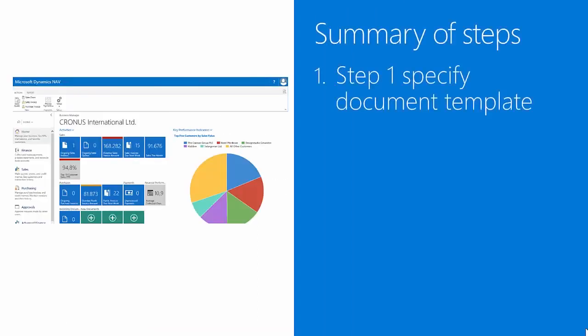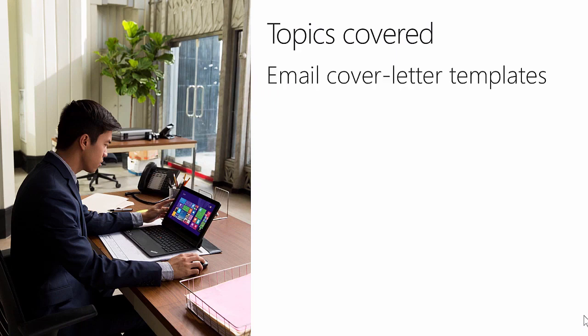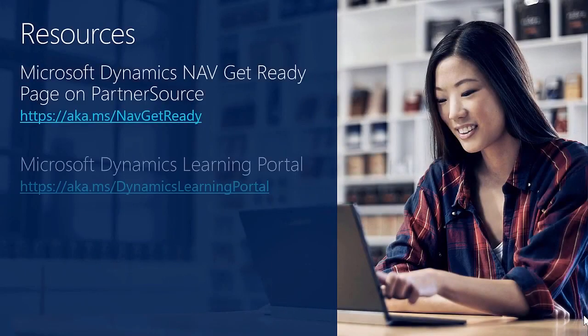Let's summarize our steps. We started by specifying a document template, in this case for the invoice, a custom template that needs to be used for a specific customer. Then in step 2, we sent the email and had a look at how it was received. And in step 3, I also explained how we can use a custom email message. In this video, we covered the basics of using custom email cover letter layouts. We created an invoice email cover letter and sent an invoice to a customer. To learn more, please visit the following resources.